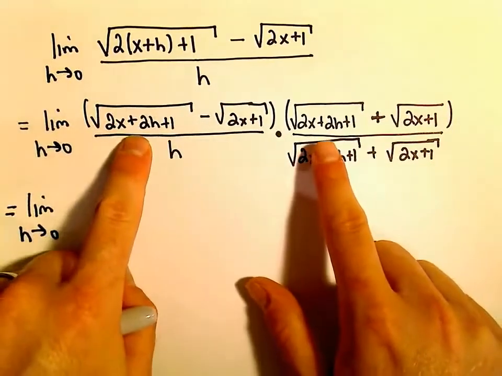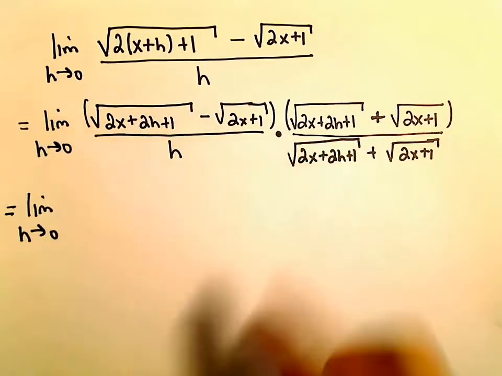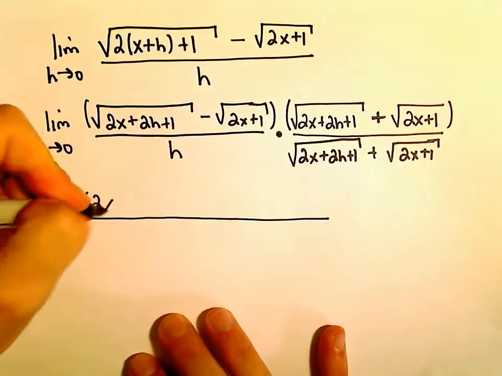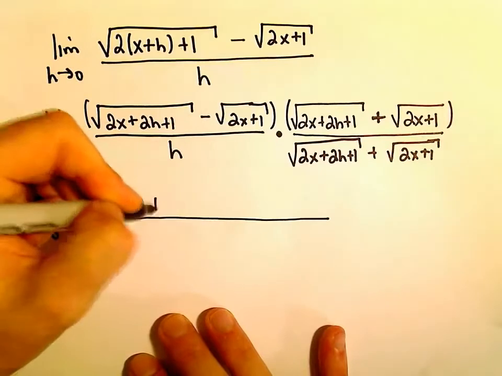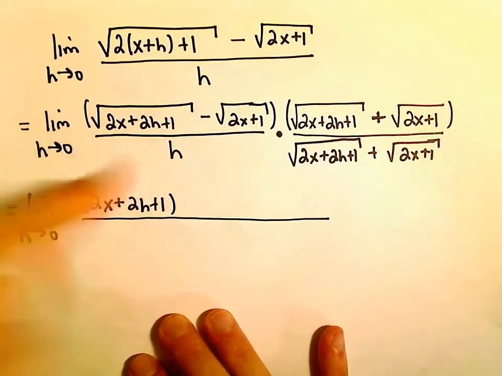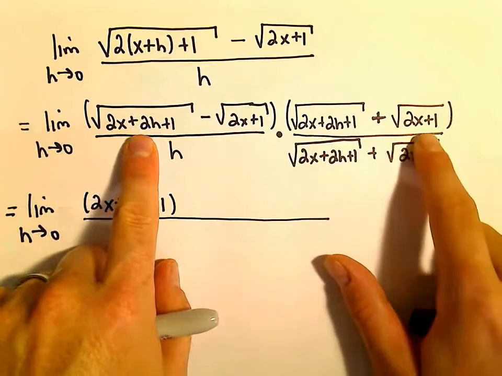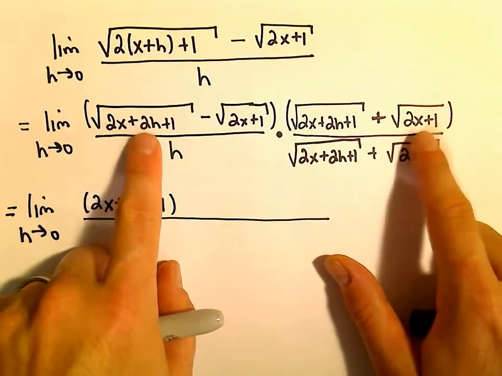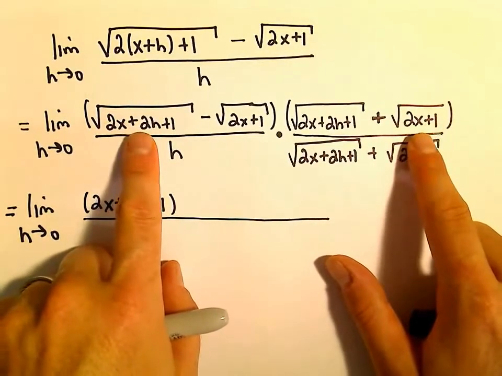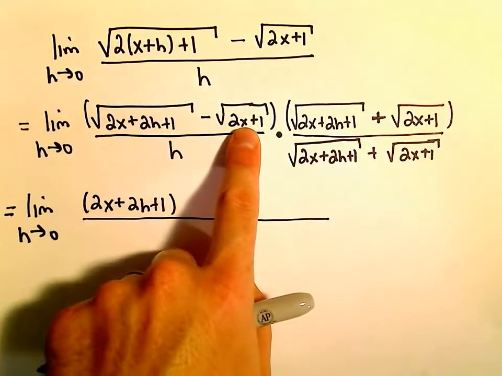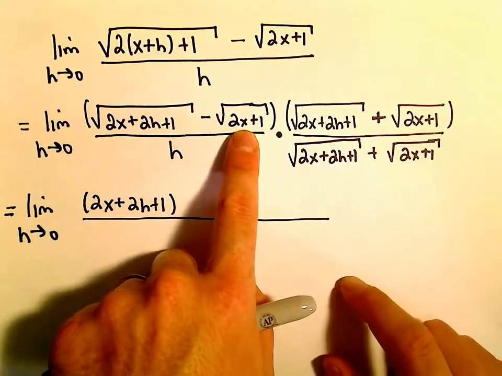The square root of 2x plus 2h plus 1 times the square root of 2x plus 2h plus 1 just gives us the quantity 2x plus 2h plus 1. When we multiply the outside terms, the square root of 2x plus 2h plus 1 times the square root of 2x plus 1, we get the positive of that. But when we multiply on the inside, we get the exact same thing with a negative, so those cancel out.